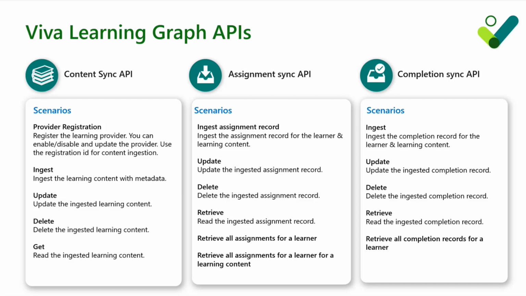Next, we have the completion sync APIs. These APIs help sync the learner's completed trainings within Viva Learning. The scenarios supported are, you can ingest the completion record for a learner and the learning content, and also update, delete, and retrieve the ingested completion record. You can also retrieve all the completion records for a learner.